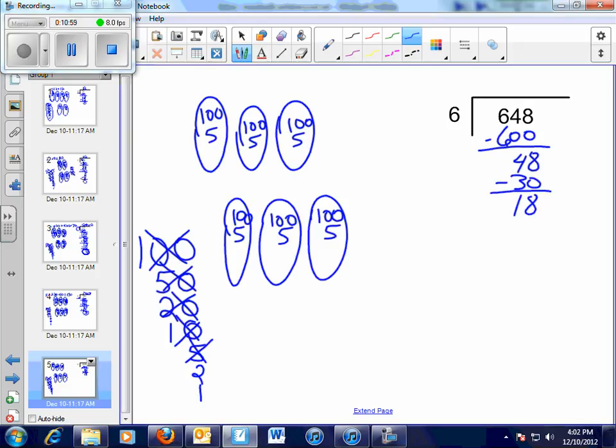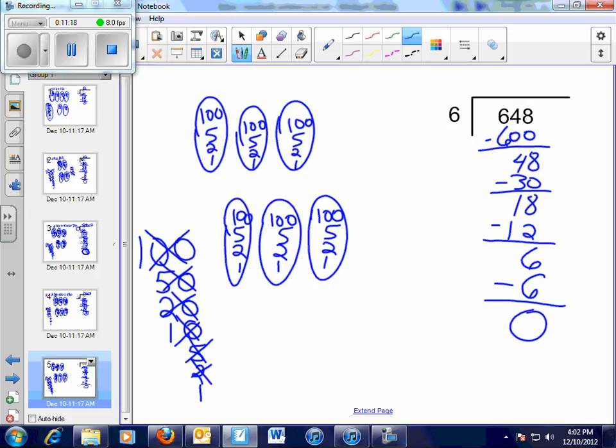I can't do 5 again. I can do 2 in each group. And that would be 12. I subtract, and I get 6. Now, of course, I can do 1 in each group. That would be 6. Subtract, and I'm done. My answer is 100 plus 5 plus 2 plus 1, 108. That would be the standard way to do it.